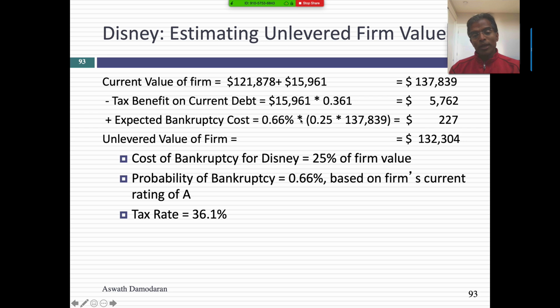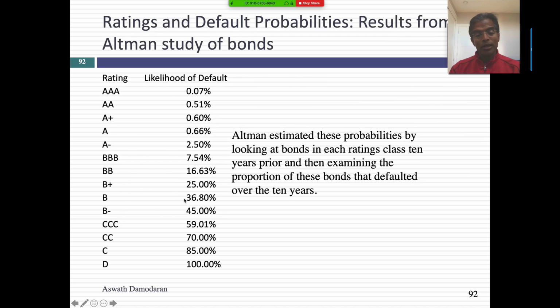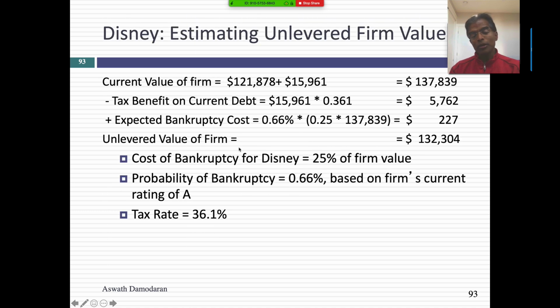Right now, because I borrowed the money, there's a 0.66% chance of bankruptcy. Why 0.66%? Their current rating is single A. If you go back and look at the table, single A rated bonds had a 0.66% probability of bankruptcy. I estimated a 25% bankruptcy cost. Remember I said the indirect bankruptcy cost can range from 0 to 30%, and that's on top of a direct cost of 10%. I'm putting Disney right in the middle at about a 15% indirect bankruptcy cost. Add the 10% direct, that's 25%. 25% of firm value, 137,839. So I take 0.66% of that bankruptcy cost and come up with 227 billion.